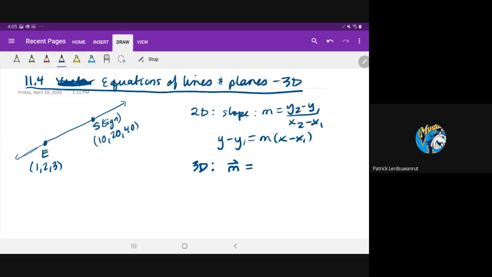M stands for slope, so we're just going to call it the slope vector. If you look at the picture and ask, what's the slope vector? In this case, wouldn't the slope vector be ES, or SE? I have to get from Eric to the sign. In the x direction, how do I get from 1 to 10, which is 9? I could subtract backwards, 10 minus 1. Then I need 18, and this one I need 37. So that would be the slope vector.